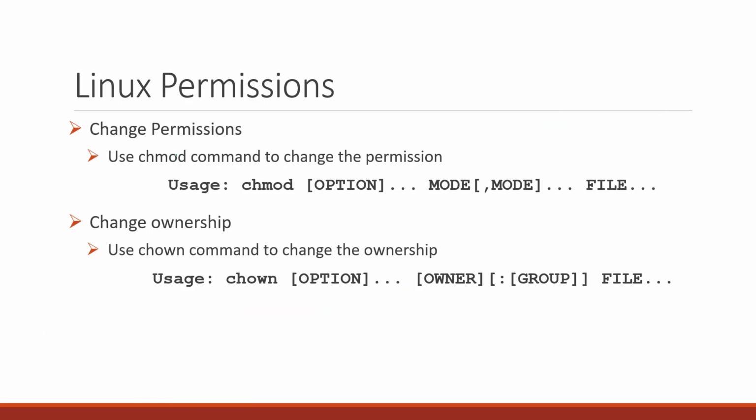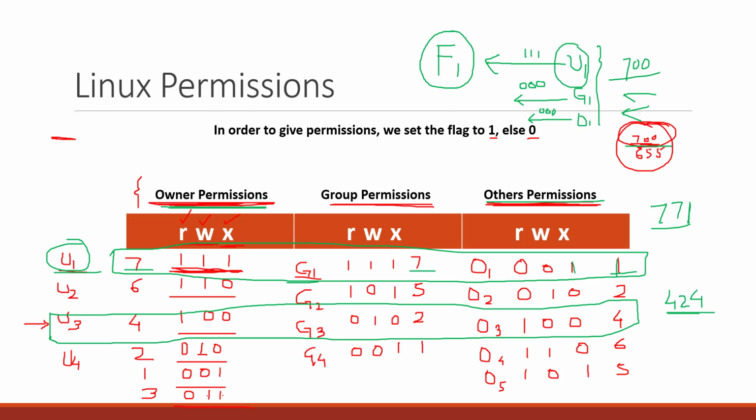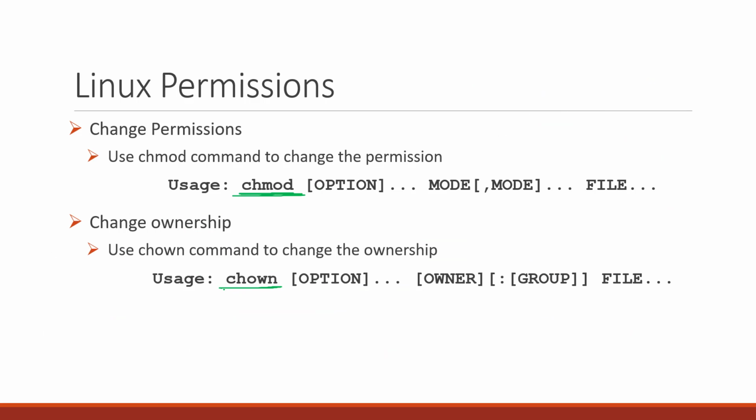And if I talk about Linux, these are the commands. If you want to change permission, you normally use chmod. Chmod is the command that is used for changing the permission in Linux. If you want to change the ownership of a file, if you remember, this is the ownership, for example user 1 is here, and you want to make user 2 the owner of this file, we normally use this command, chown. So this is how permissions work.